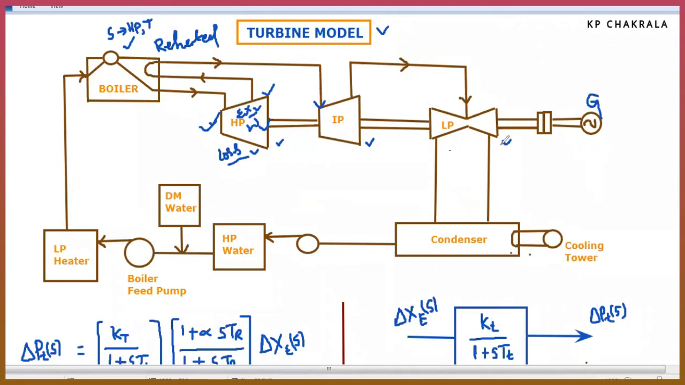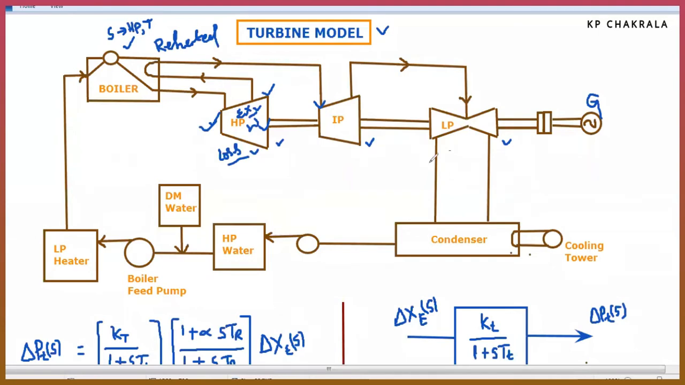After doing some useful work on the LP stage turbine, the steam enters the condenser. So this is how steam is generated inside the boiler because of the combustion of the fuel, and how it enters the condenser.